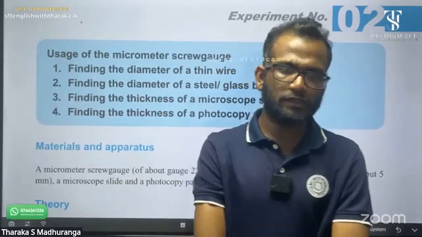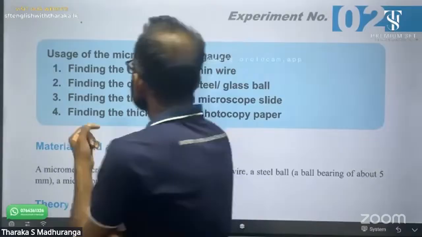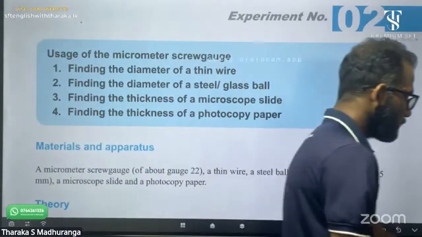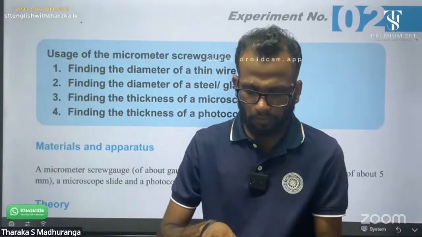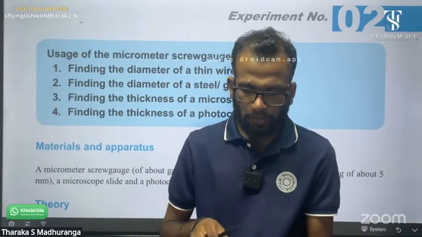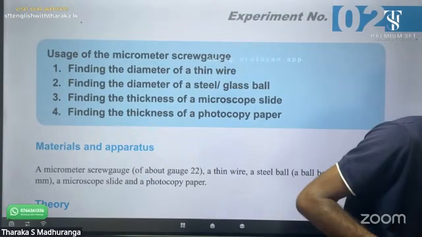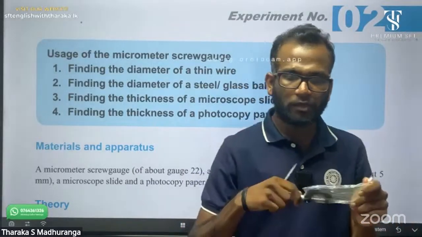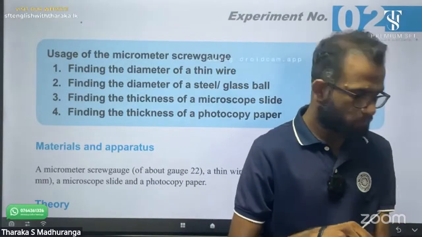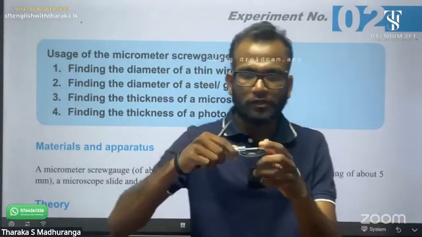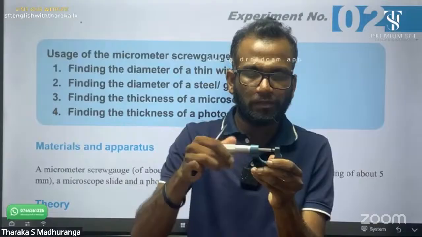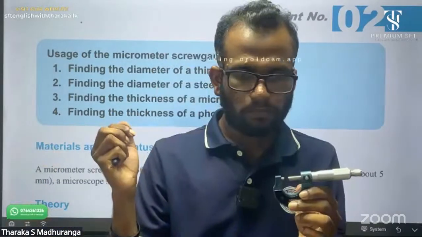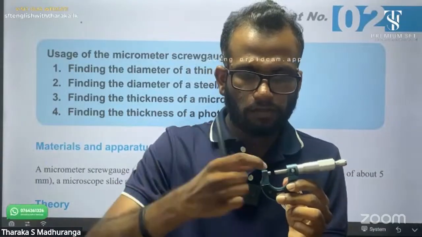No doubts. Good. Let's move on to our second instrument, the micrometer screw gauge. First, let's identify the parts of the micrometer screw gauge. This is a micrometer screw gauge. What are the main parts of the micrometer screw gauge? Do you remember? What is this solid part?